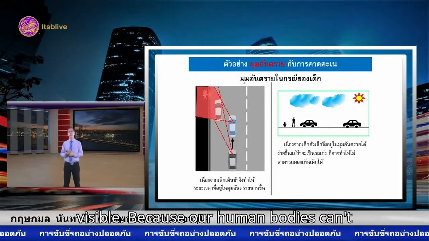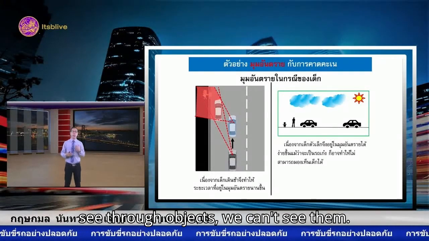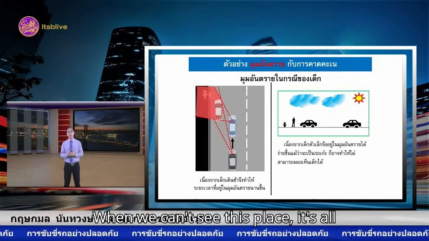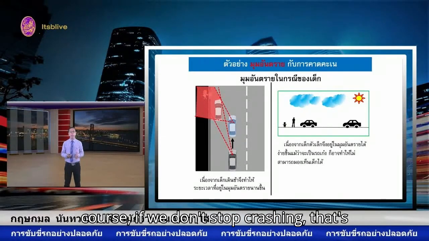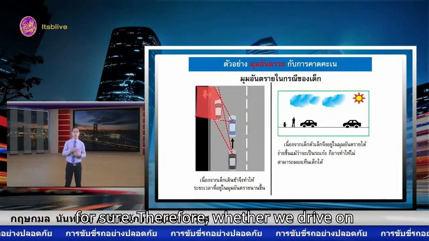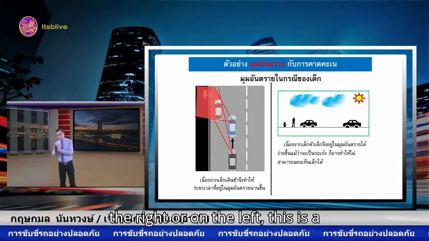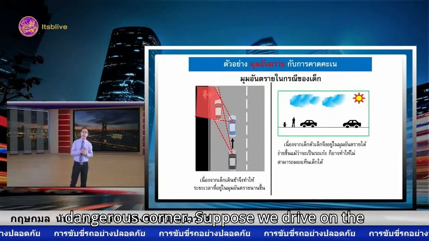Because our human bodies can't see through objects, when we can't see this place, it's all dangerous spots. When children cross, of course, if we don't stop, a crash is certain. Therefore, whether we drive on the right or on the left, this is a dangerous corner.